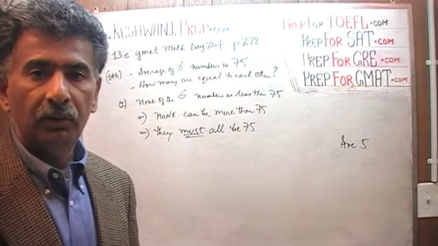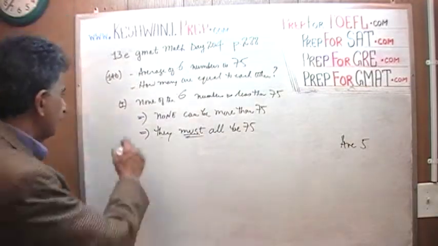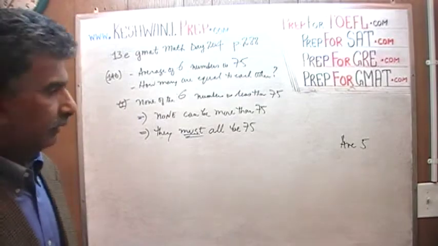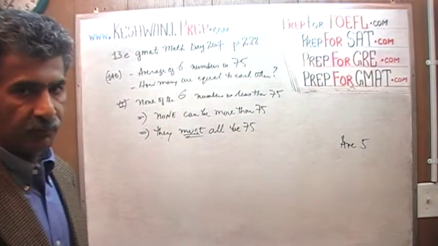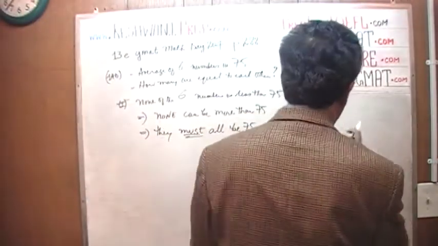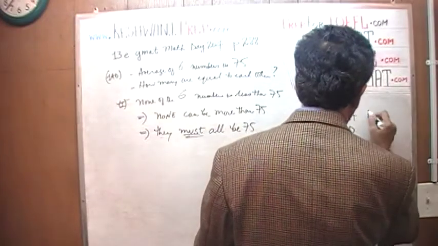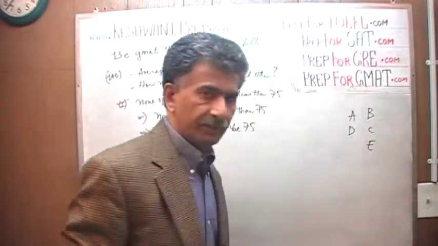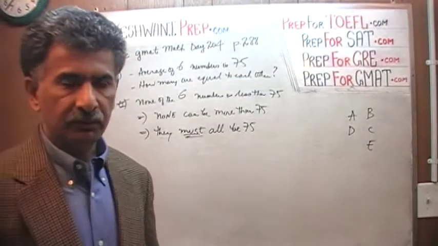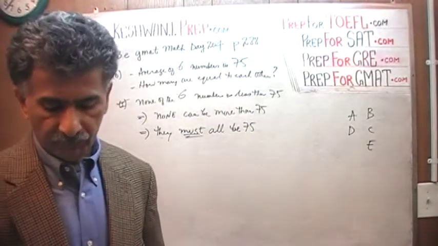The answer is all of them. And we are able to give a definitive answer. All 6 of them are equal to each other. First statement does the job beautifully. And therefore, A, D, B, C, E. Because the first statement enables us to answer the question, how many of them are equal to each other? The answer is all of them.